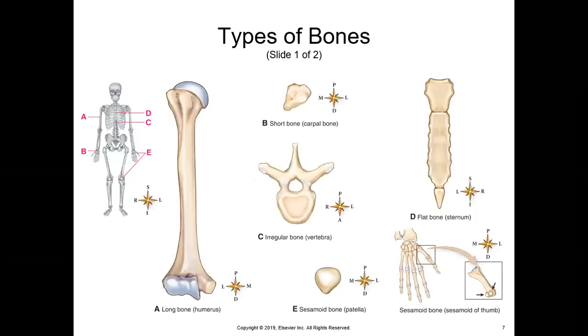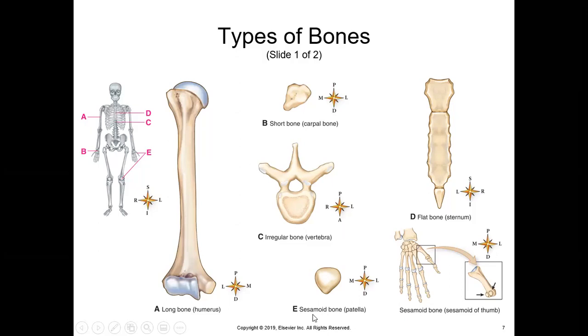So here are some of the bones. You can take your time looking at this, but when you have A, it's coming from here. This is the humerus, and this is how a long bone looks. Then look at B, it's one of the carpal bones. A short bone is short and boxy. Then you have irregular bones. C is an example of an irregular bone, one of the vertebrae. And then D, the flat bone, is the sternum.